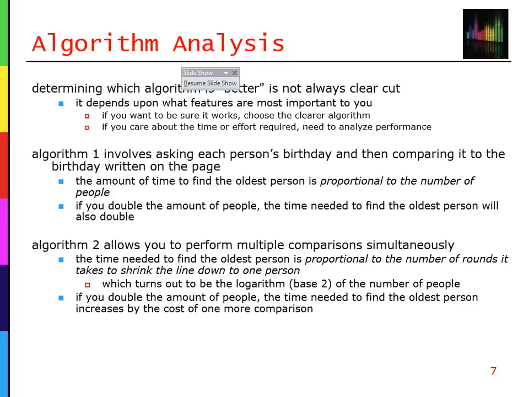So in algorithm 2, it's proportional to the number of rounds it takes to shrink the line down by 2. So this is a logarithmic algorithm, because it's a base 2 situation, since you've got 2 comparisons each time. Therefore, if you double the number of people, the time needed to find the oldest person only increases by 1 additional comparison.